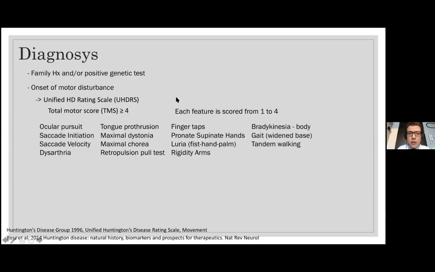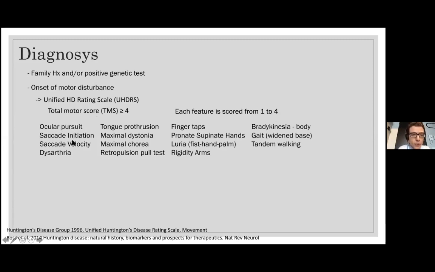So how do we actually diagnose HD? So we need a family history or a positive genetic test, and then we need onset of motor disturbance. And the way it's defined is through the Unified HD Rating Scale. So you need a total motor score of 4 or more. And this is something that you calculate looking at all these features, which are all scored from 1 to 4. So 1 being very little change, and 4 very strong change that leads us to think of HD.